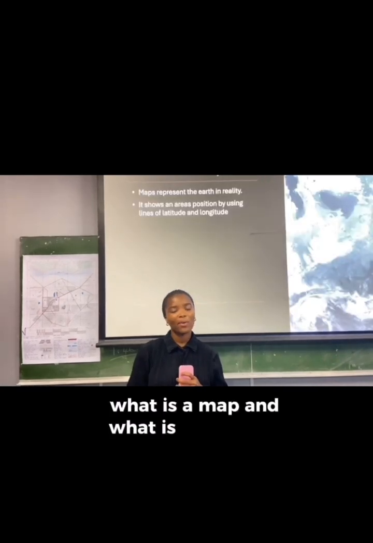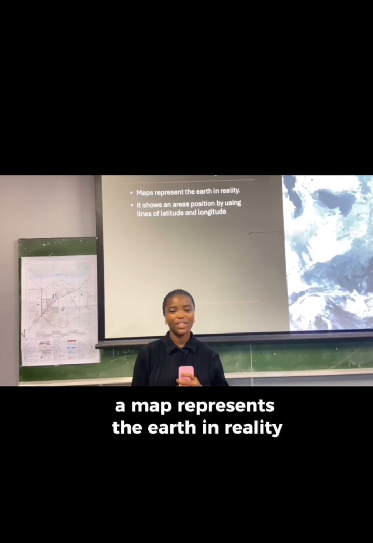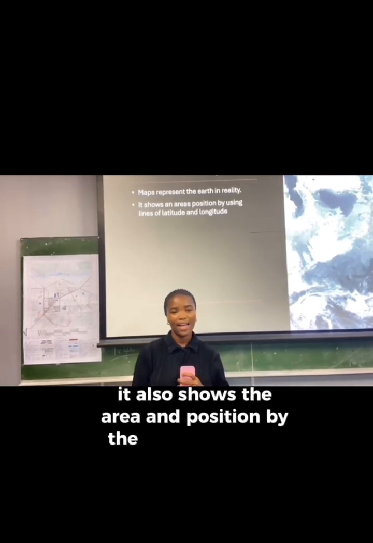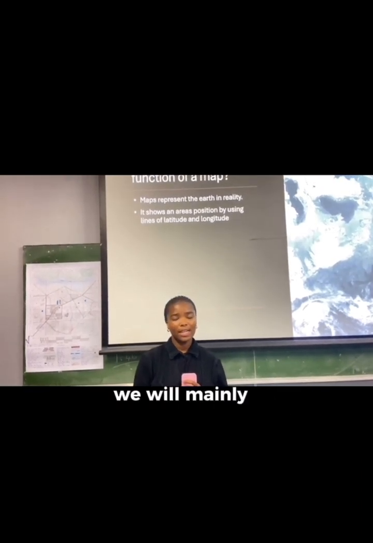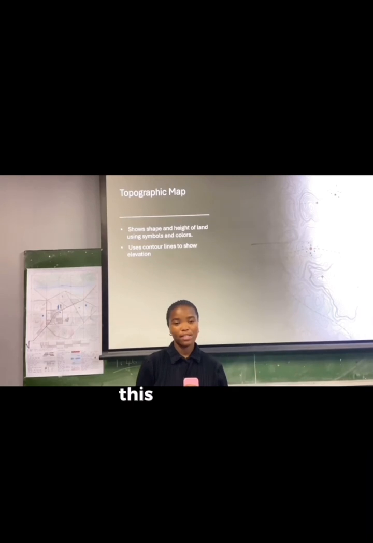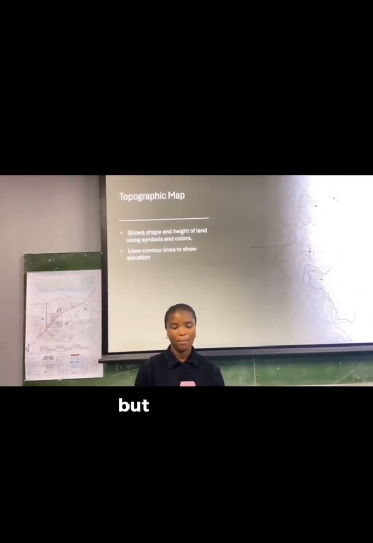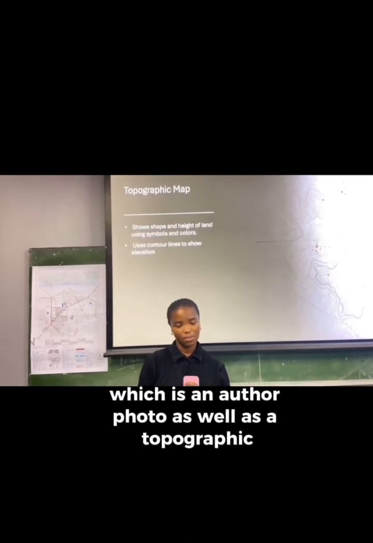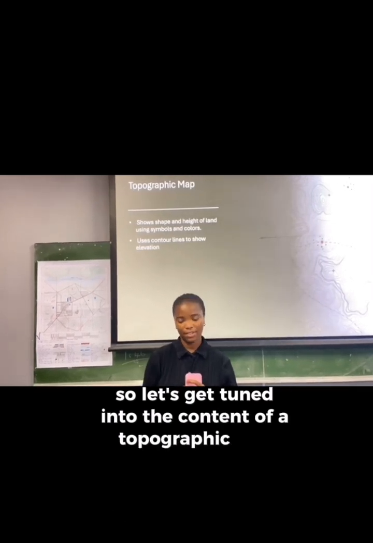What is a map and what is its function? A map represents the Earth in reality. It also shows the area and position by the lines of latitude. We will mainly be dealing with a topographic map this term, mainly because it is based on map work. But we have two types of maps, which is an orthophoto as well as a topographic. So let's get tuned into the content of a topographic map.